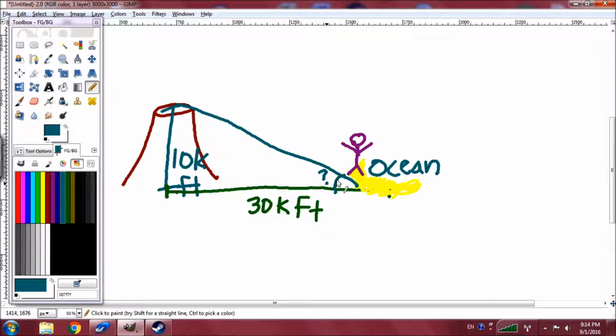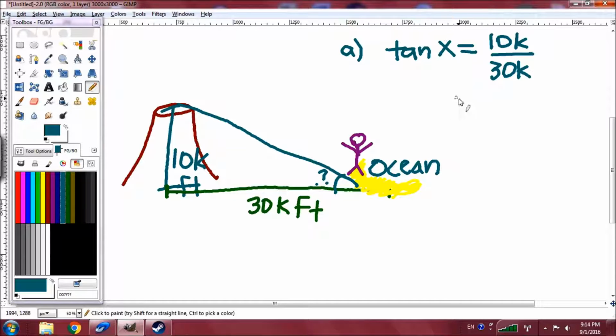So from this angle, you have the opposite side and the adjacent side. So you can use the tan function. So this is question A. The tangent of x equals 10,000 over 30,000. 10,000 because it's the opposite and 30,000 because it's the adjacent.